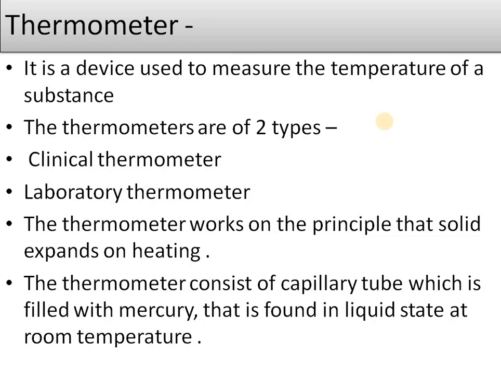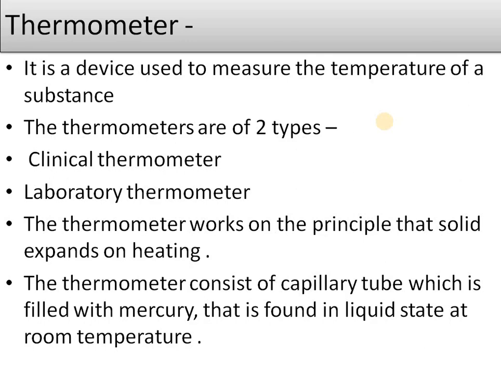I'll tell you in detail how. If you see a thermometer, it consists of a capillary tube, I'll tell you what a capillary tube is, which is filled with mercury. Mercury is a liquid, it's not the planet. That is different. The names are similar, but mercury is a metal that is found in liquid state at room temperature. Keep this in mind. Underline this if you're writing. Mercury is the only metal which is found in liquid state at room temperature.